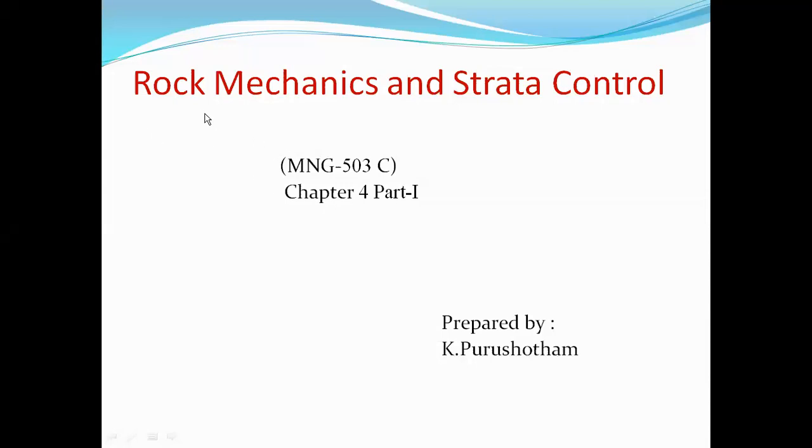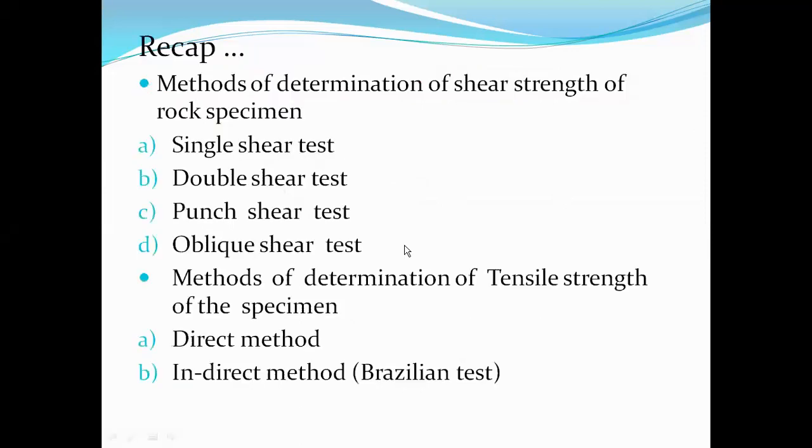This video is on rock mechanics and strata control. In continuation to earlier videos, as part of this video, I'm going to cover some more topics which are related to chapter 4, part 1. This is the first part of it. Before I start, let me recap what I had covered in the previous video lecture.